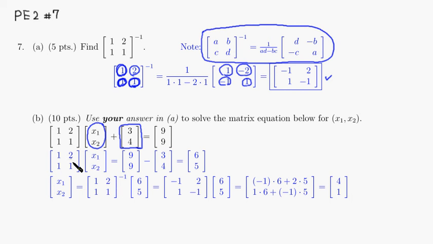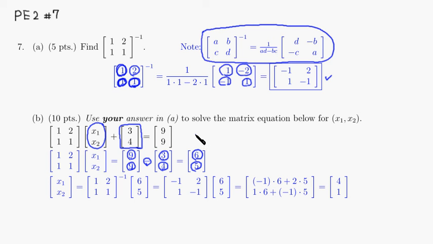So you get the matrix [1, 2; 1, 1] times [x1, x2] is equal to, the right-hand side was [9, 9], then you're subtracting the [3, 4] matrix. So 9 minus 3 gives you 6, and 9 minus 4 gives you 5. So we have [1, 2; 1, 1] times [x1, x2] is equal to [6, 5].